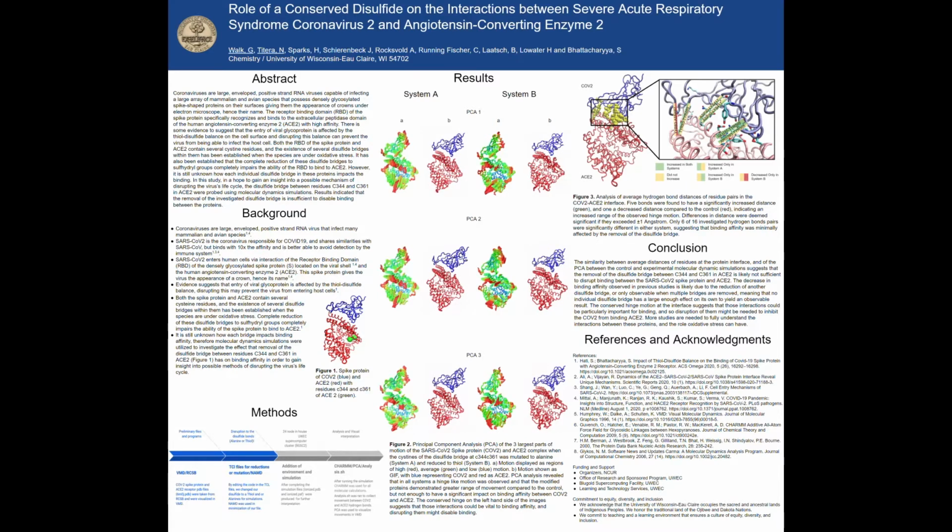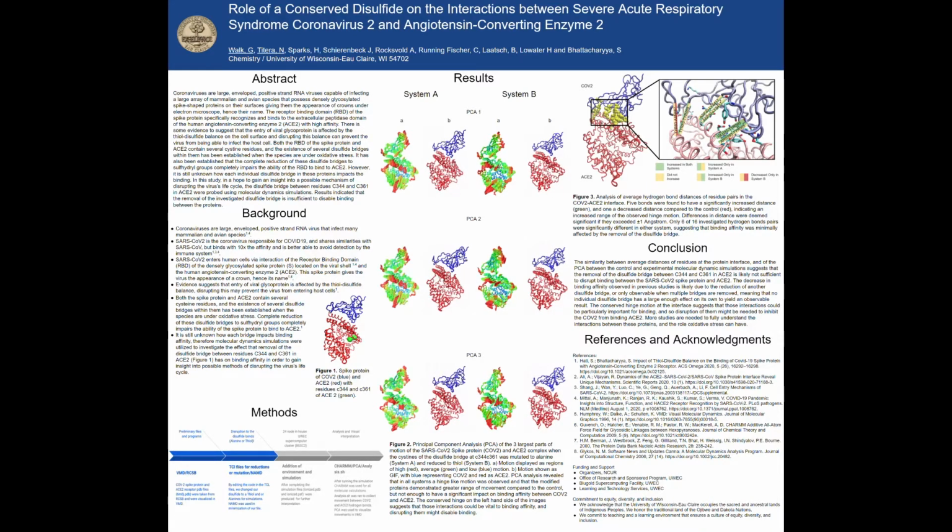Between these two analyses, we concluded that the removal of the disulfide bridge between residues C344 and C361 in ACE2 had a minimal effect on binding affinity. The inhibition of binding observed in previous studies was likely due to reduction of a different disulfide bridge, or was only observable when multiple bridges are removed.